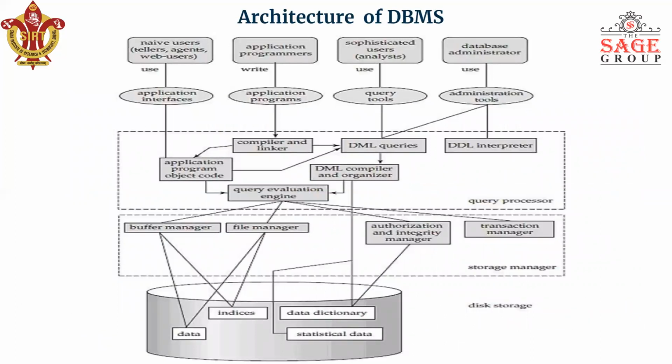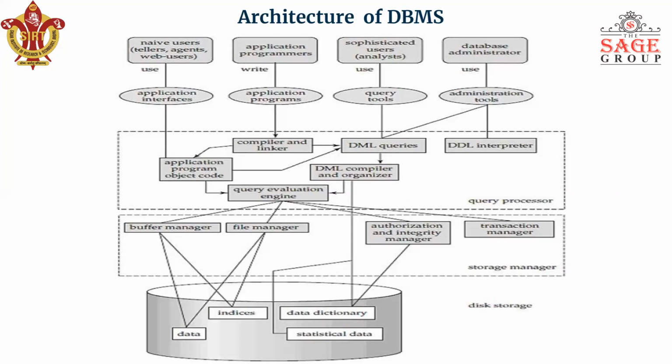This is the structure of the DBMS, or we can say the architecture of DBMS. The bottom part basically represents the internal level, or we can say the physical level. The mid part is considered as the storage manager or the query processor, and the topmost part is the users. The user may be an application program, an analyst, a database administrator, or any agent or web user who is accessing the database.